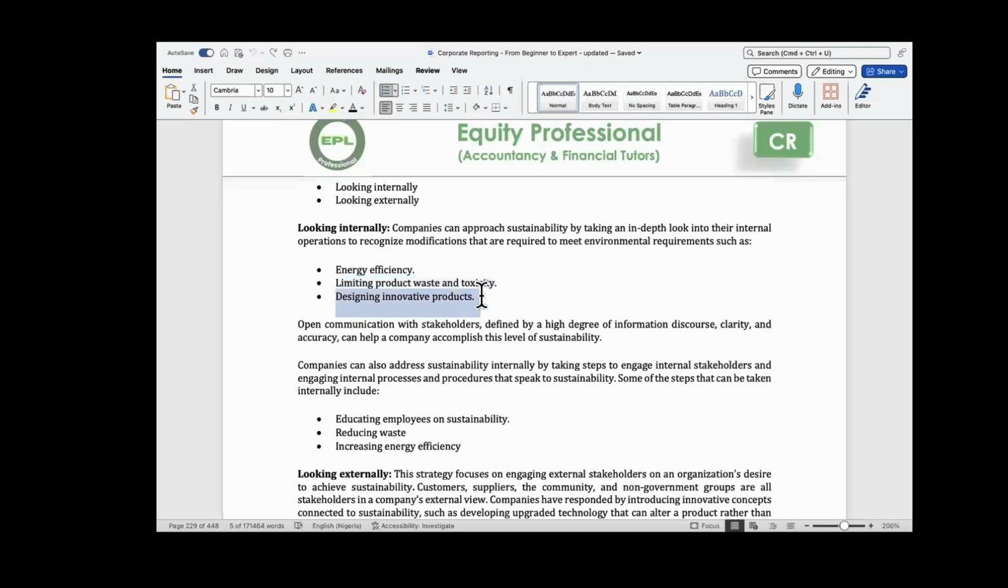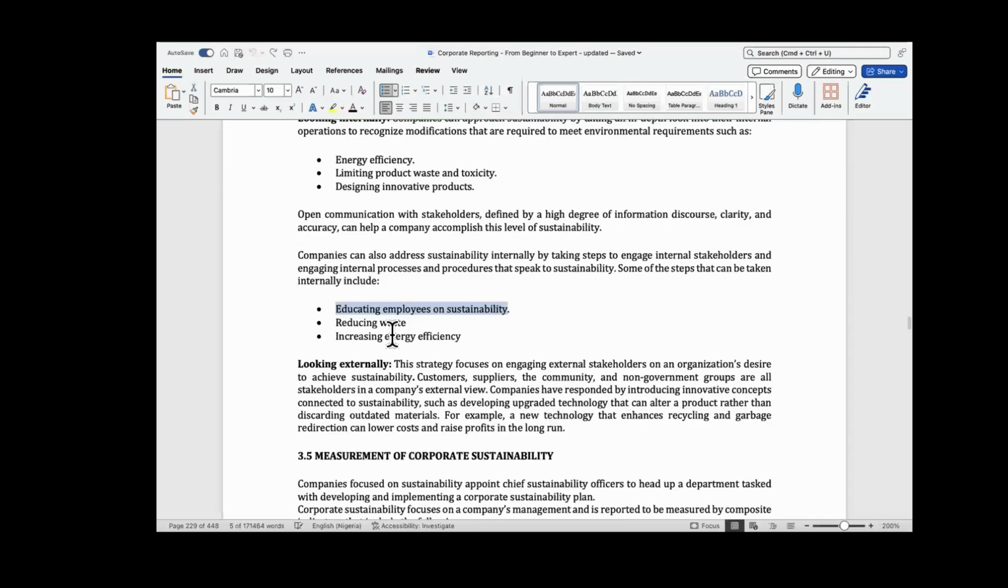In order to do this, they educate their employees, they reduce waste and increase energy efficiency, like what we have said. And also, they look externally by interacting with and educating their customers on how to dispose of these products properly, by only transacting with suppliers that are green focused, that are sustainable themselves, or that provide raw materials that are upgraded and will not damage the environment. And also the community and NGOs, they speak with them on how they can recycle and all of that.